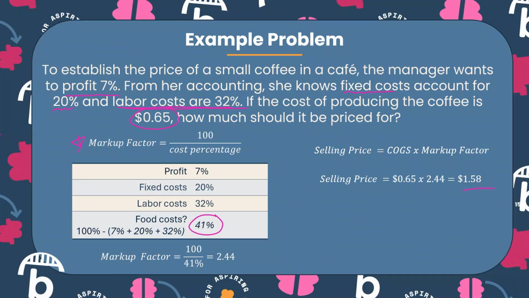The coffee should be priced at $1.58 to cover all costs and hit the desired profit. This approach lets us reverse engineer the selling price from a cost that already includes multiple components. It's a great real-world skill and one that shows up on the RD exam. So remember the process. Think of the total cost as percentage, subtract out the known margins, use what's left to build your markup factor and to scale the cost up to price. And that is how you go from cost to selling price with both clarity and confidence.